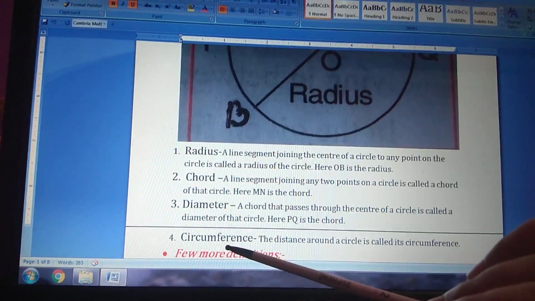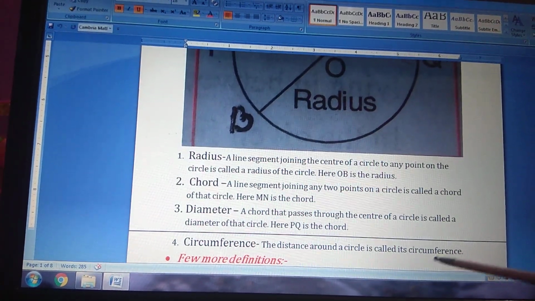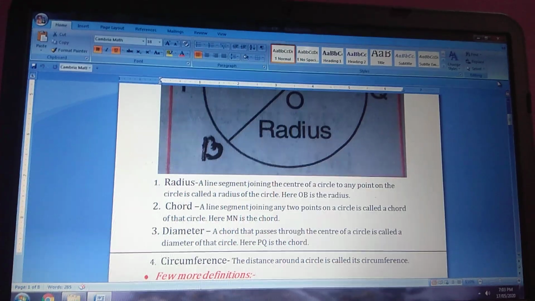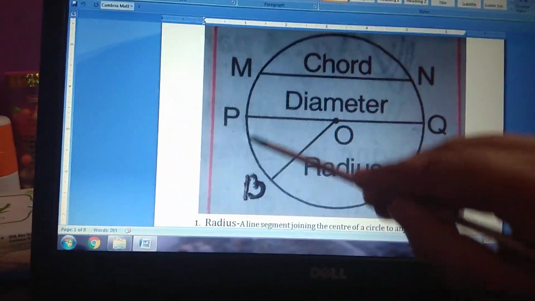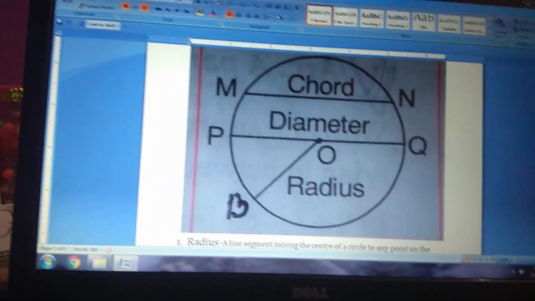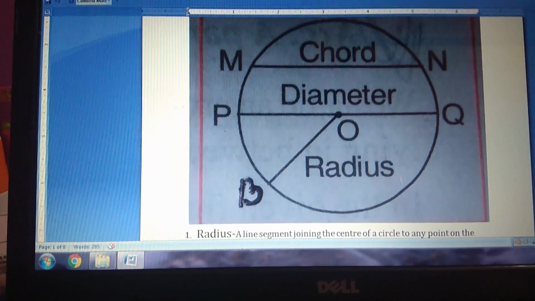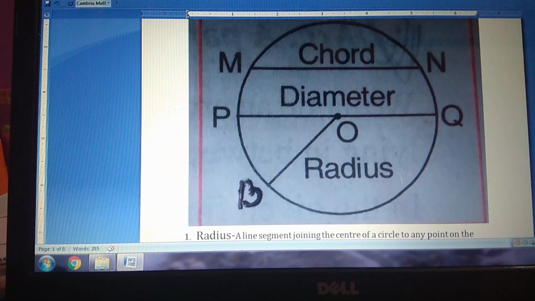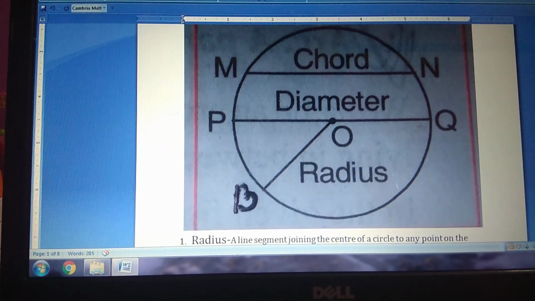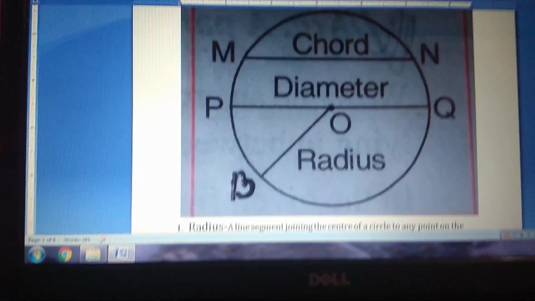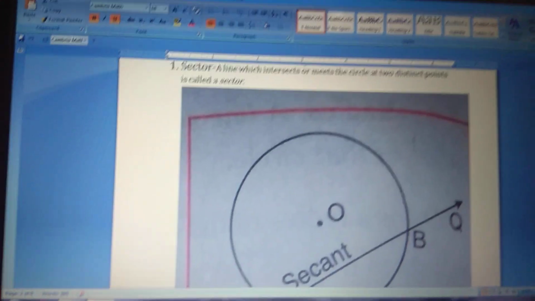Now next comes circumference. The distance around a circle is called its circumference. Means the full length of the circle is called its circumference. So these are the special parts of a circle. There are some more definitions related to this circle. So now let's have a look at them. Few more definitions of circle.